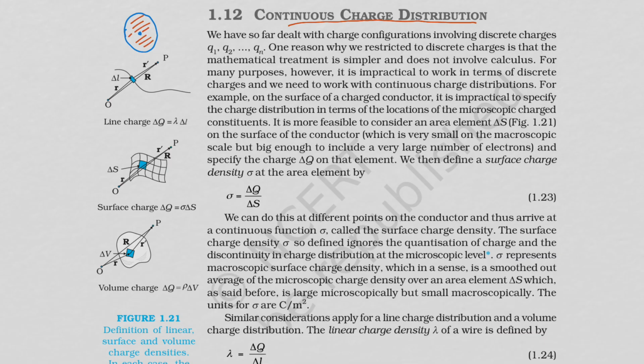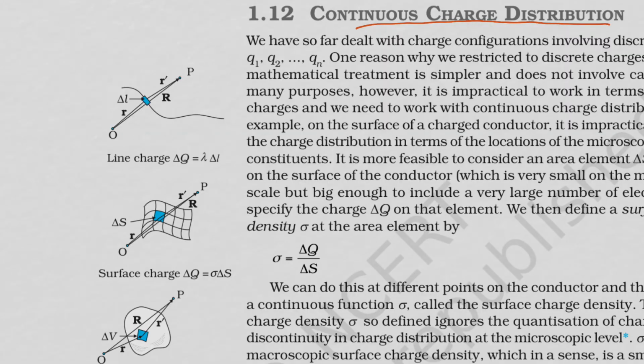So charge is spread equally throughout the space of that object, and we can say that this is charge distribution. There are three possibilities about charge distribution. In the first figure, what you can see is a line. The line can be a wire, so it has only one dimension, only the length.